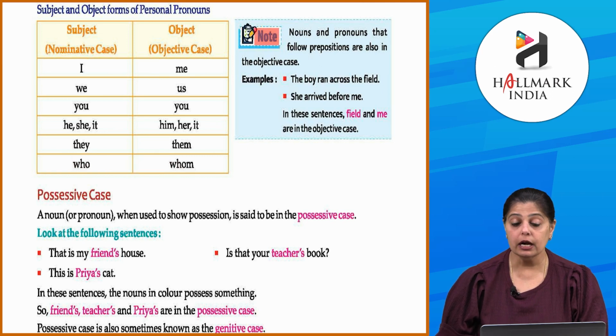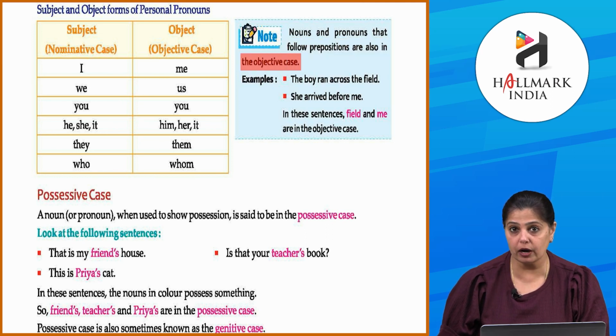Okay. Now note, nouns and pronouns that follow prepositions are also in the objective case. जो nouns और pronouns होते हैं जो आते हैं prepositions के बाद, okay, वो होते हैं objective case में. The boy ran across. Across is the preposition. तो across के बाद अब जो word आता है वो बनता है उसका objective case. She arrived before me. Before is a preposition. Me is an objective case. Okay. In these sentences, across and me are in the objective case.